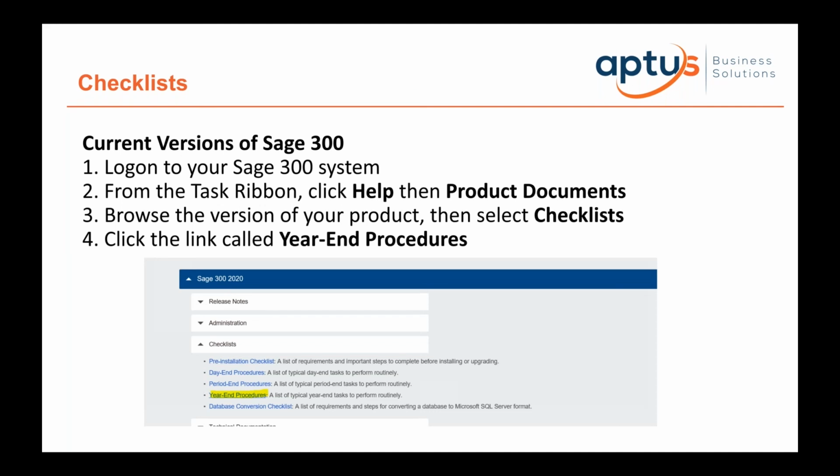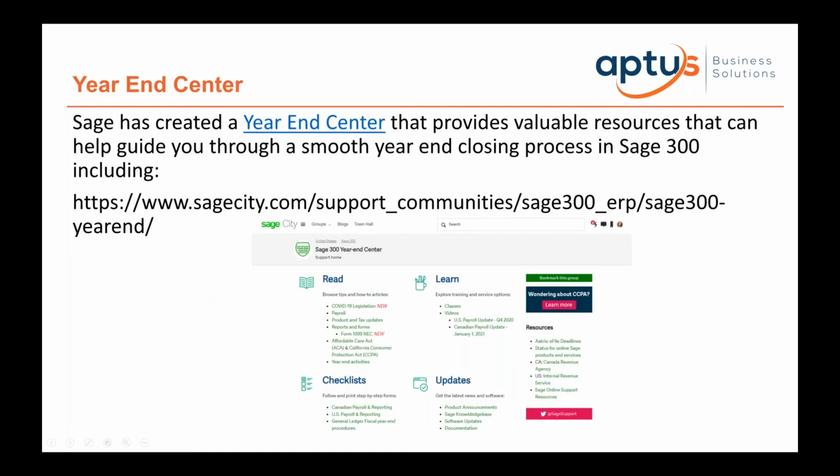So you could log into Sage 300, go to help from the top menu, select product documents, and you can see that there are some checklists there. So they're available to you. You can also go to the year end center that's in Sage City. Okay, so there's documentation and access. If you don't know how to get to there, let us know. You guys can create logins, have a look at forums, get access to information. So it's a really important resource.